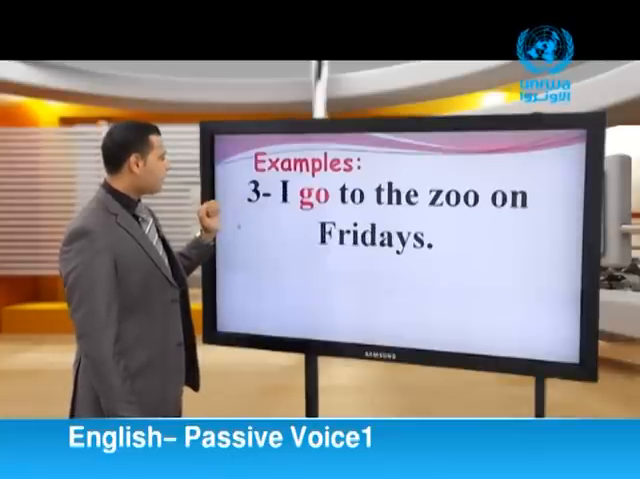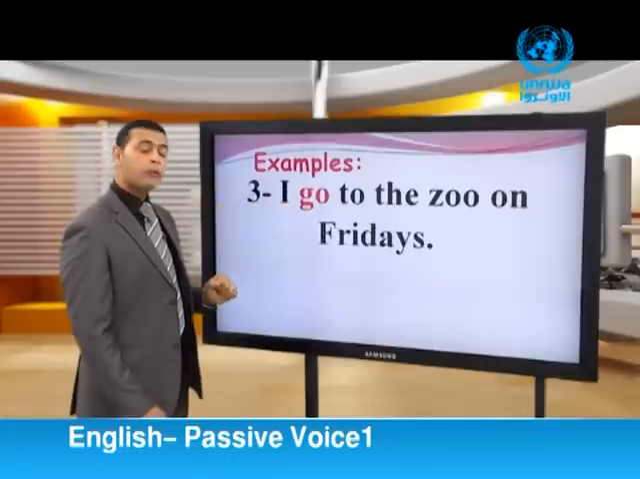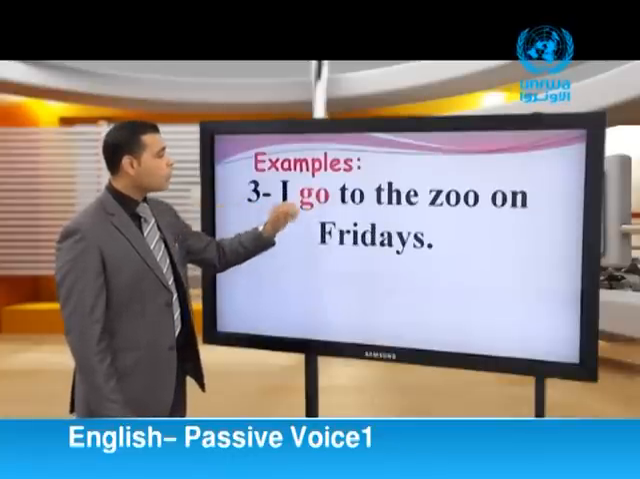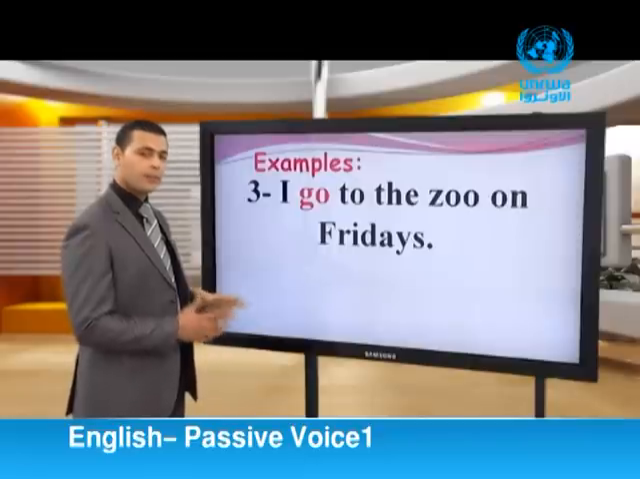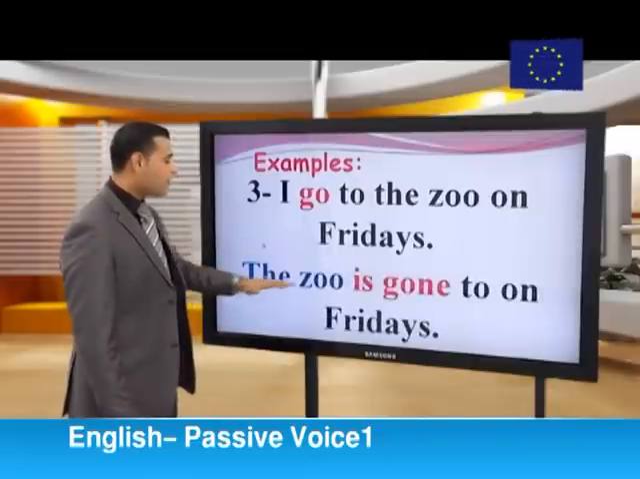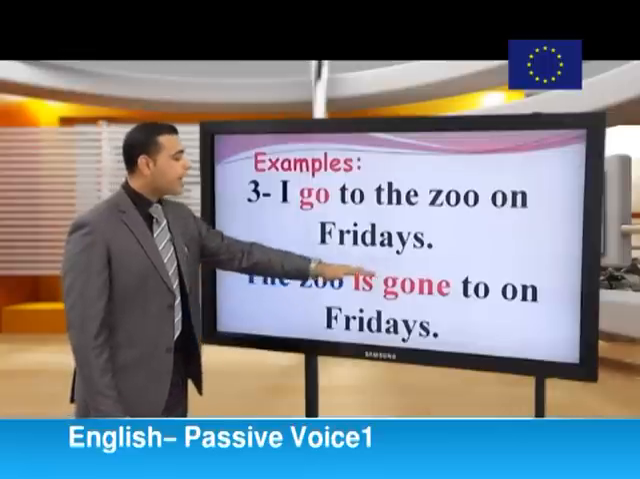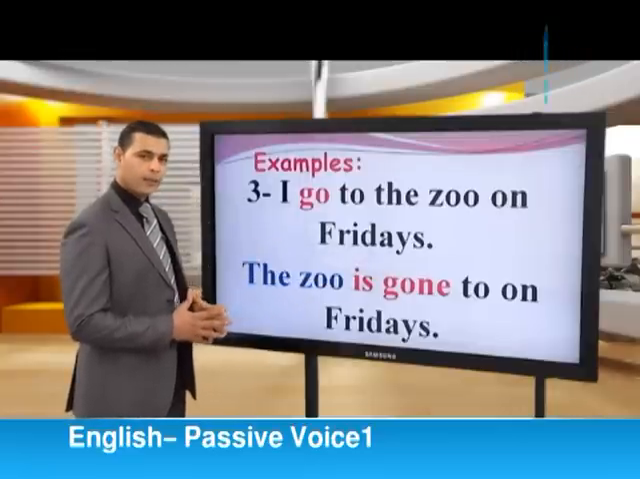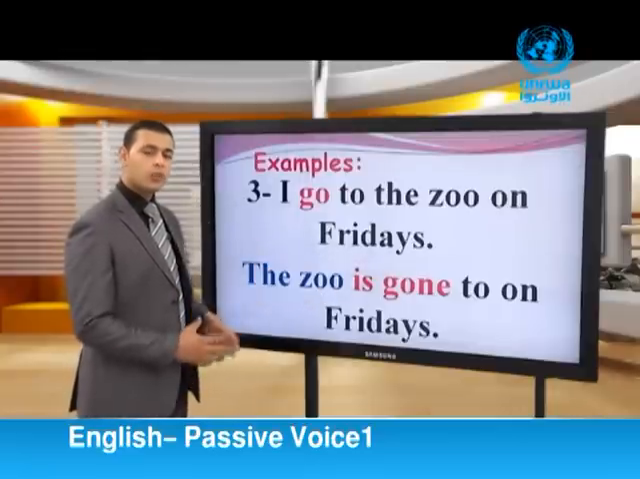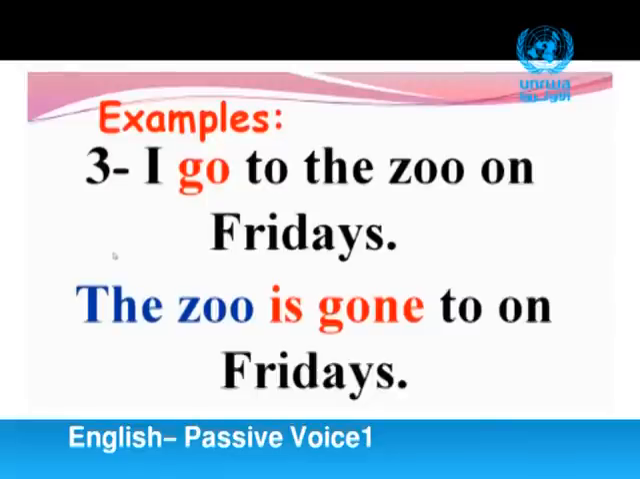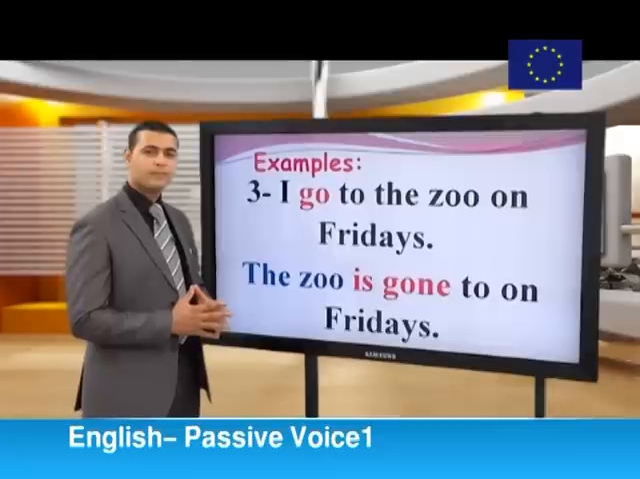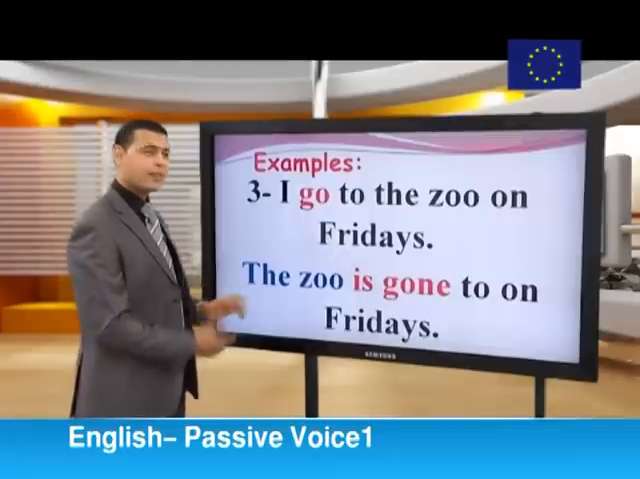The last example, number 3. I go to the zoo on Fridays. Let's look here. The zoo, which is a singular subject: the zoo is gone to on Fridays. Because the zoo is a singular subject, we used is, and after is, we use the past participle of the verb go. Go, went, gone. Okay, dear students, let's move to the next slide.